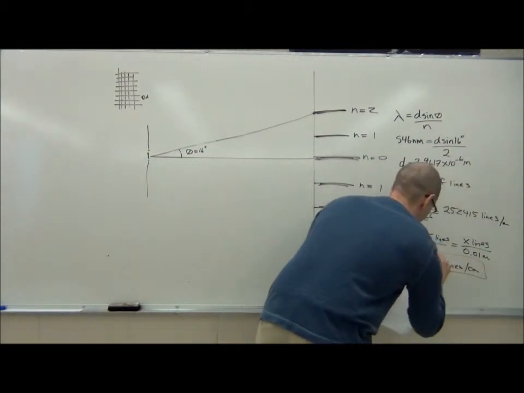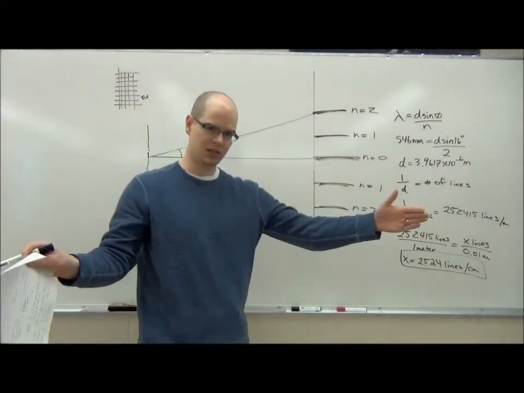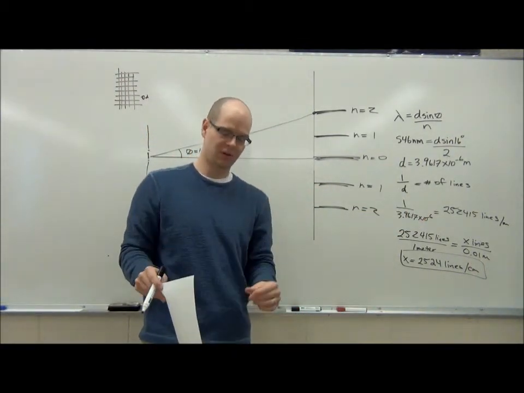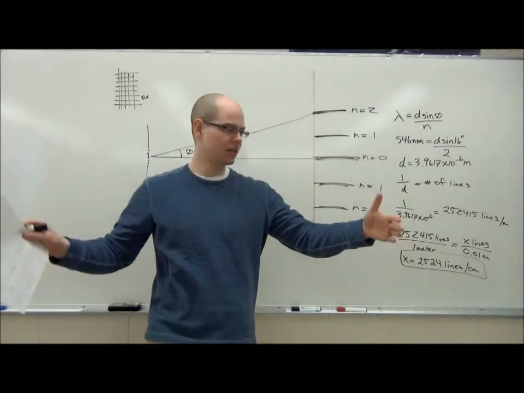Okay, and that answers the first part of the question. That makes sense, right? You should have more lines in a full meter than you would in a full centimeter. There'd only be this many lines in a centimeter. The further you go, the more total lines you have to get to a meter.